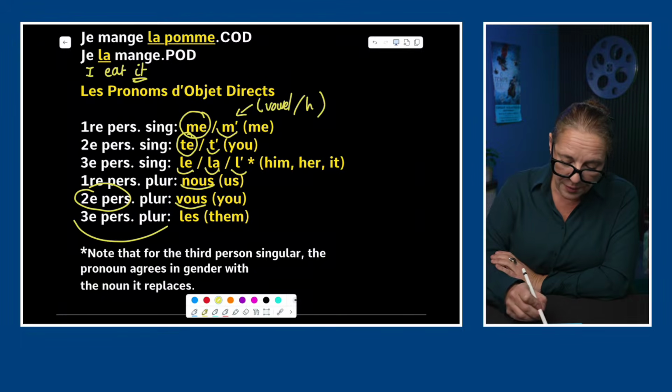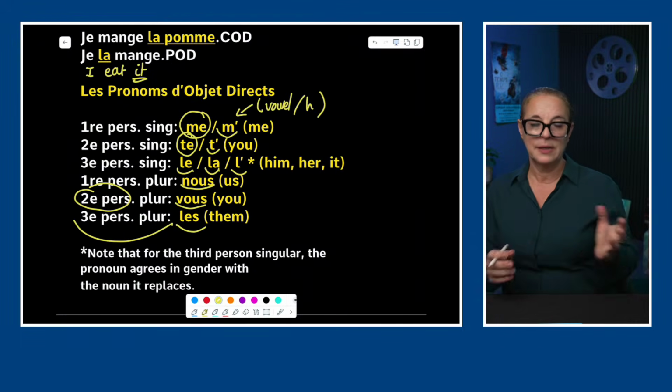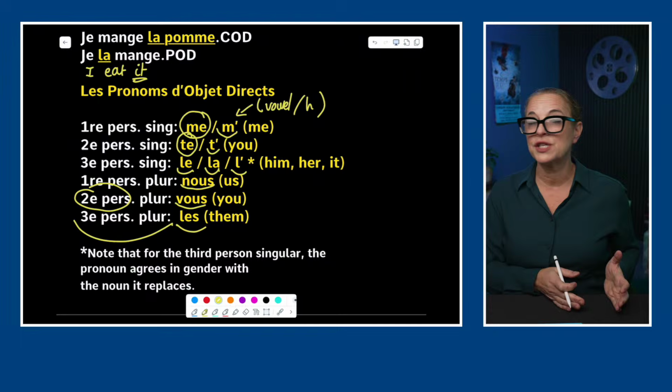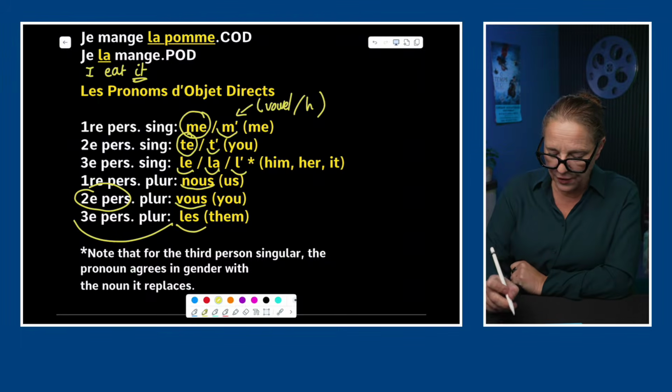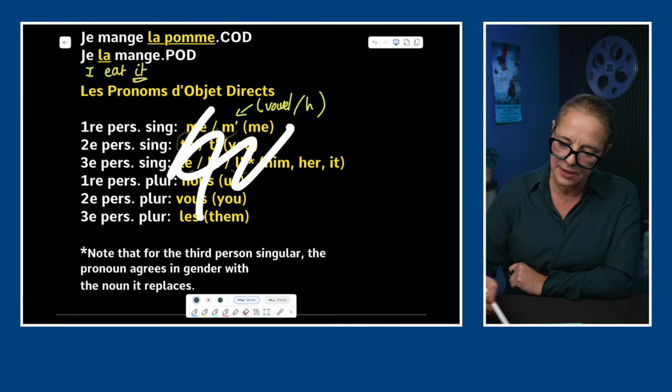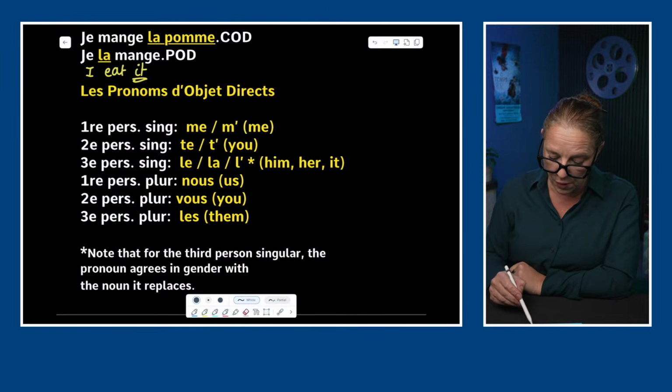And the third person plural, he watches them. Okay? Them, il les regarde. Okay? So you've got the translation here, and everything is in your support guide for more details.